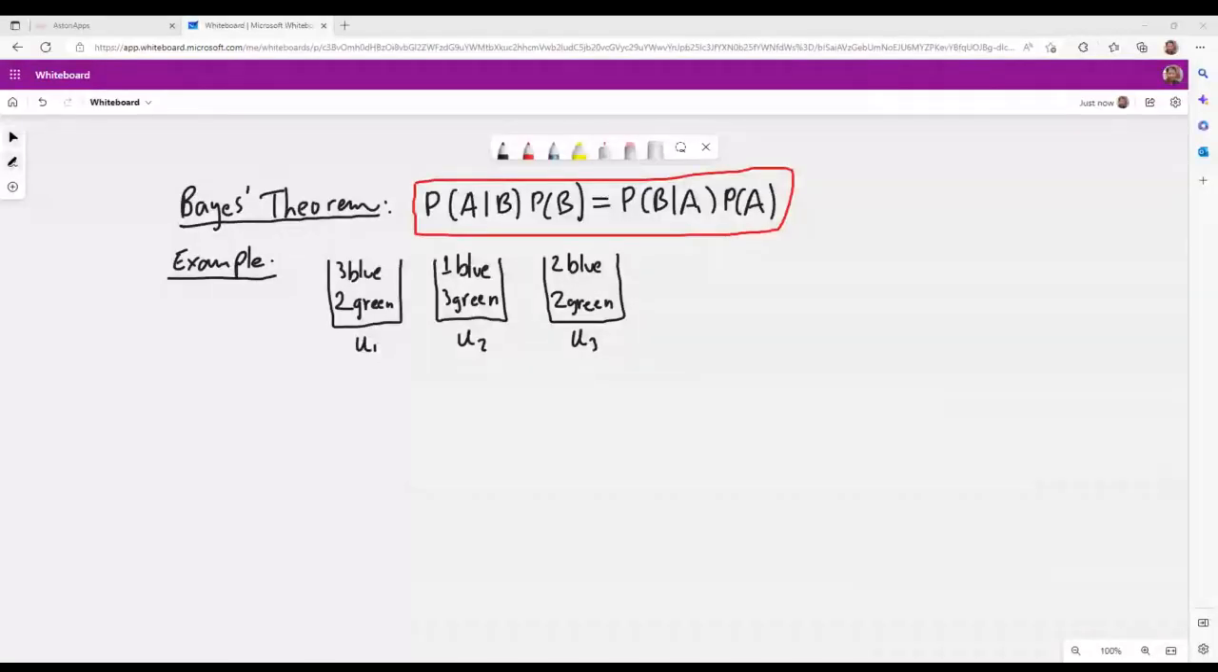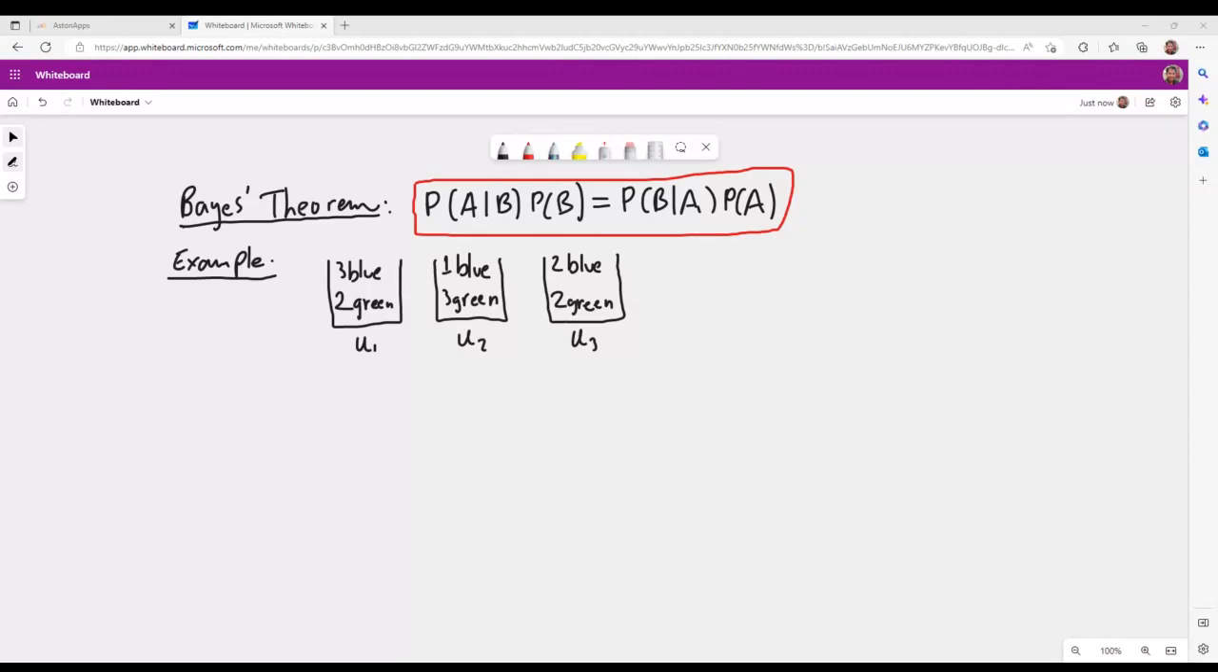Good day to everyone. In this video, we are going to discuss an important theorem in probability called Bayes' theorem. Bayes' theorem basically tells us about the relationship of conditional probabilities between two events.